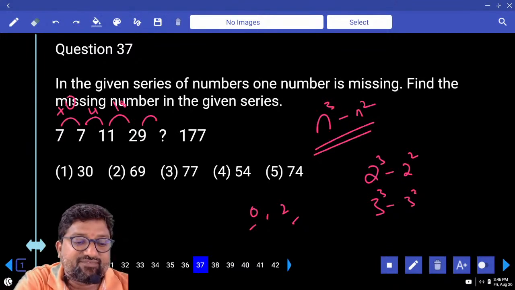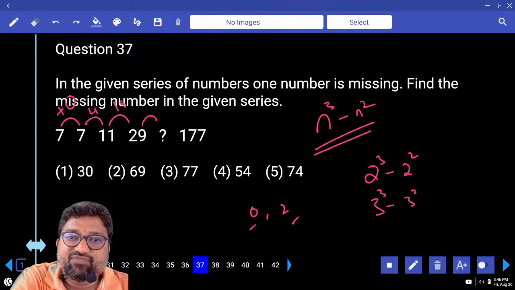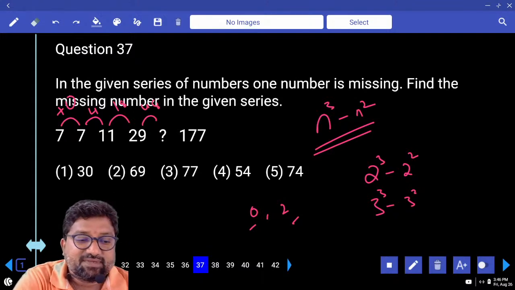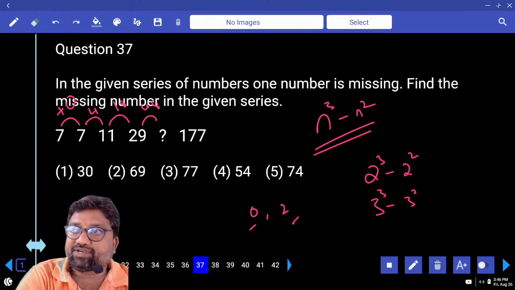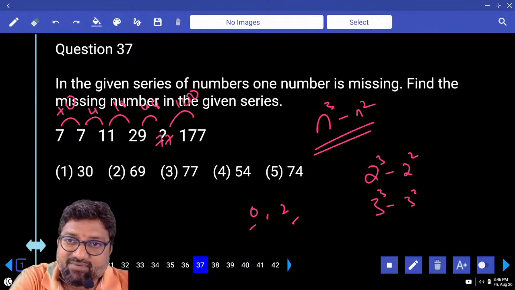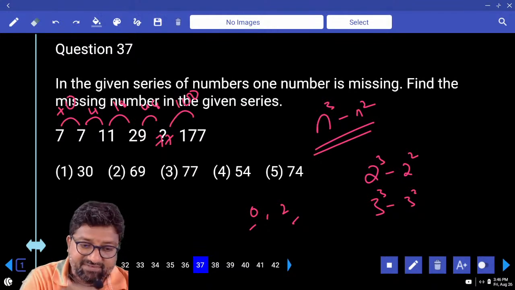Now what I need is 4³ minus 4². What is 4³? What is 4²? 16. 64 minus 16? Tell me, it's okay. 48. 29 plus 48 is 77. Next number is 5³ minus 5², 100. 77 plus 100, 177. Absolutely right. Is this clear? And we saw exactly a question similar to this yesterday.